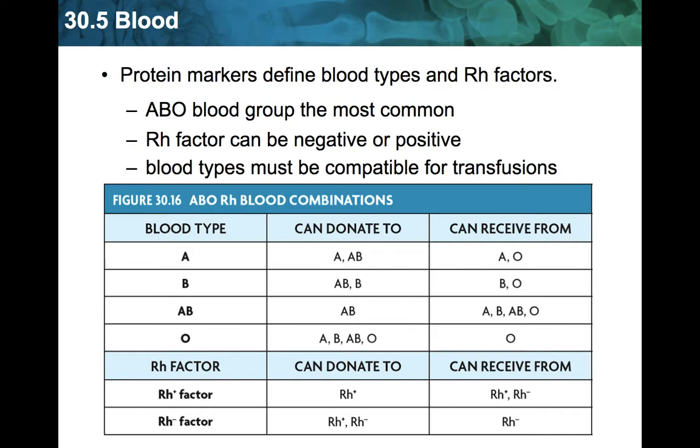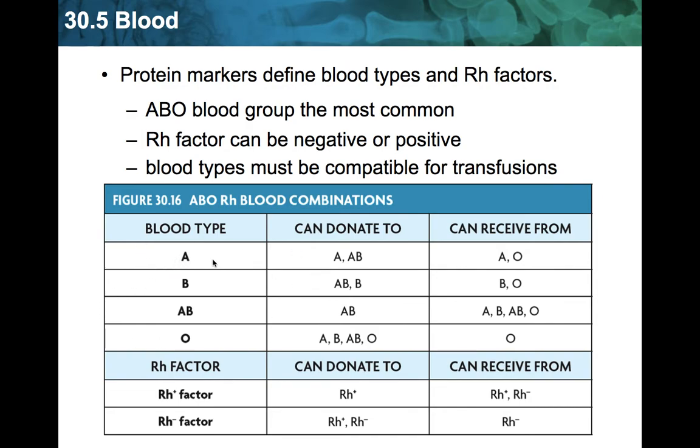However, if you have type O blood and you need a transfusion, so maybe you got into a car accident and you lost a lot of blood and you needed a blood transfusion, the only type of blood that you could get is type O. So even though you're the universal donor, you can give your blood to anybody, you can't accept anyone else's blood unless they're type O as well. If you're type AB blood, then you are the universal recipient, meaning you can get type A, type B, or type O blood. So this is just showing you who can donate to who.